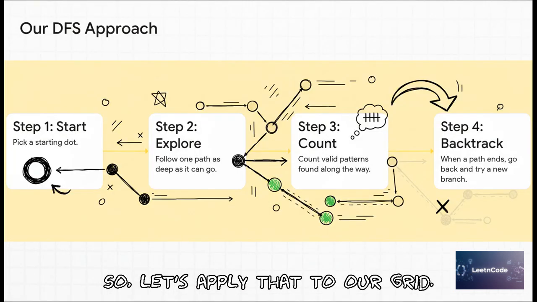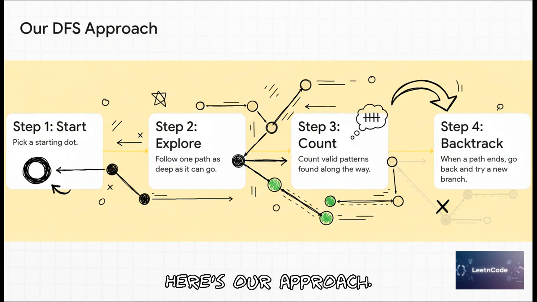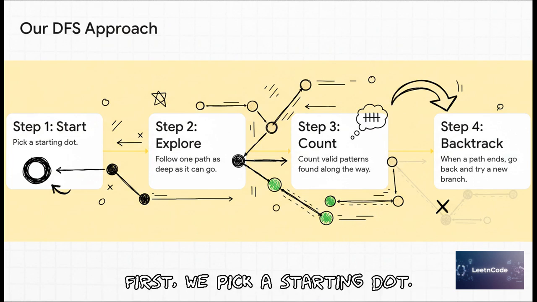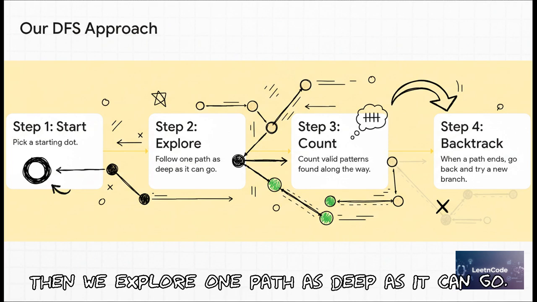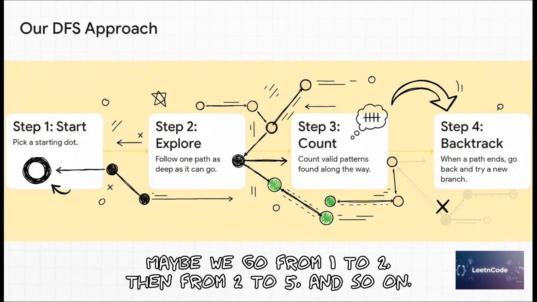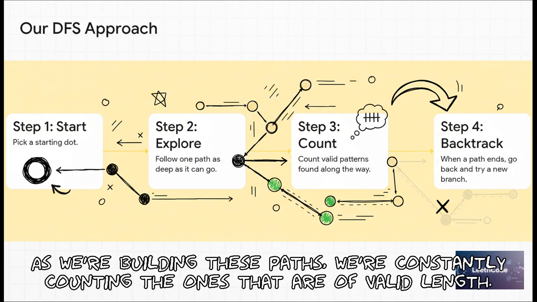So, let's apply that to our grid. Here's our approach. First, we pick a starting dot, say dot 1. Then we explore one path as deep as it can go. Maybe we go from 1 to 2, then from 2 to 5, and so on. As we're building these paths, we're constantly counting the ones that are of valid length.